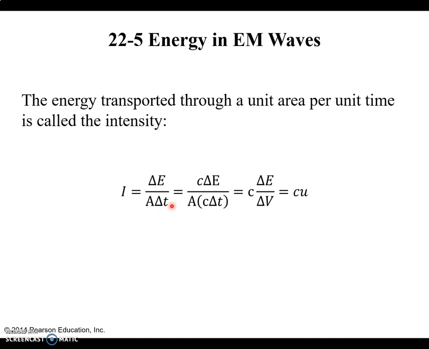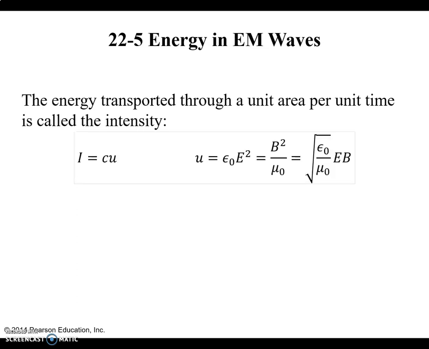Now, if we multiply the top and the bottom by the speed of light, then the bottom gives us area times c times delta t, which, if you remember from the previous slide, is our delta x, or our distance. So area times distance just gives us volume. So energy divided by volume gives us energy density. So we find here that the intensity of light is simply going to equal the speed of light times the energy density of light.